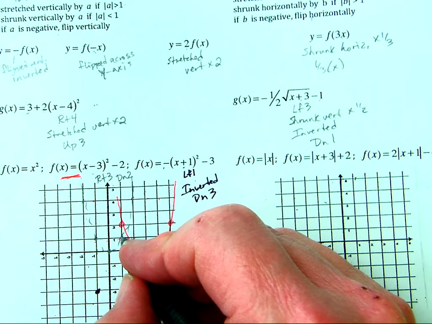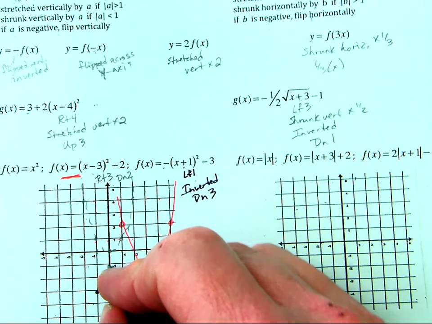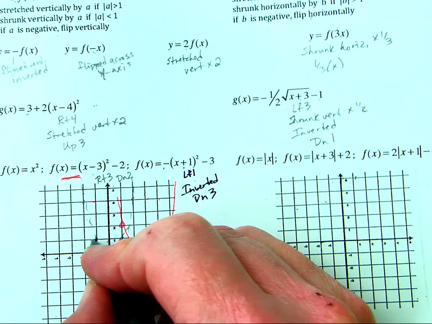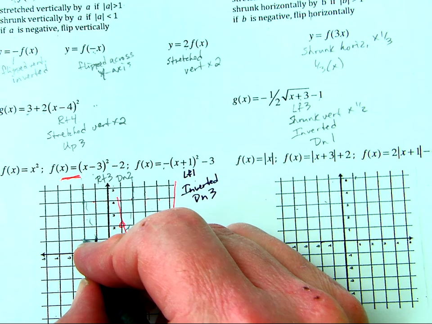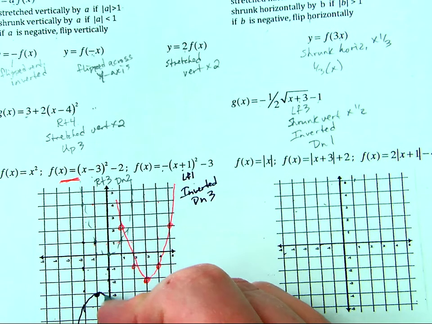Or this point here, we would go left 1, inverted puts it at a negative 1, and then down 3. Or this point here, left 1, inverted takes a positive 1 to a negative 1, and then down 3. So this graph is going to look like this.